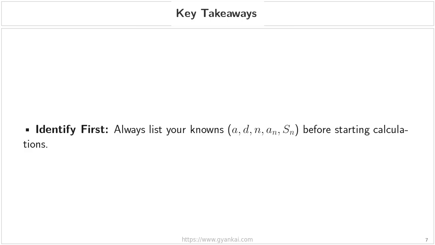Key takeaways. First, always start by identifying your knowns. Before you even touch your calculator, list out your variables. Find your first term, your common difference, the number of terms, the nth term, and the sum of n terms. Writing these down clearly prevents you from getting lost in the word problem.